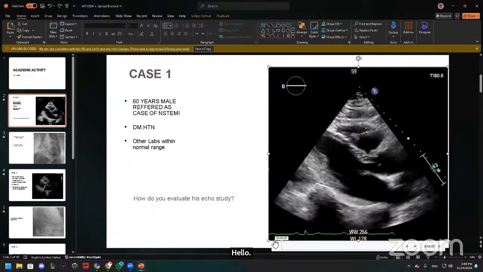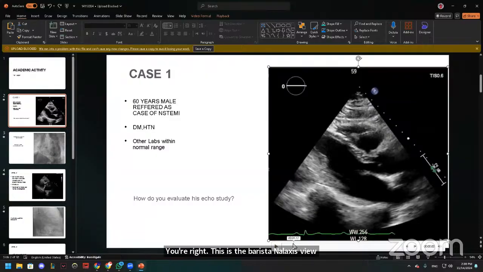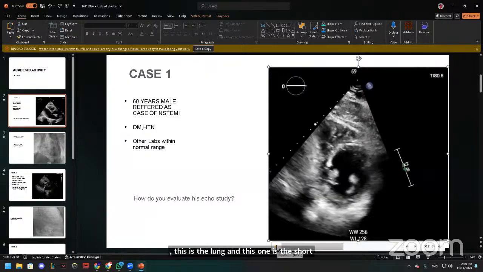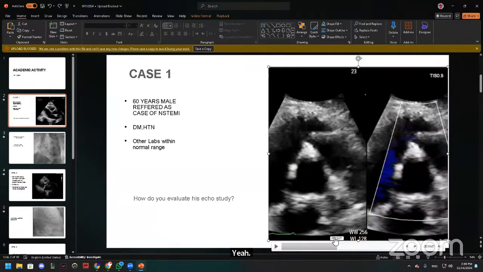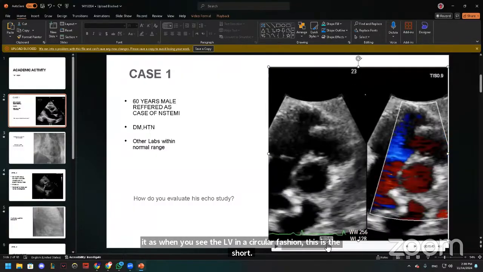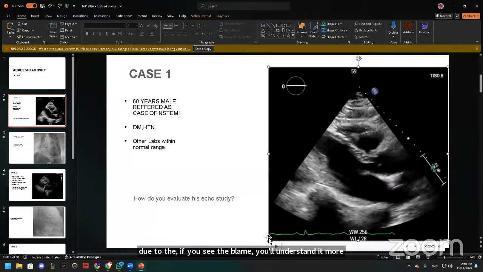طيب, you're right, this is the parasternal view, but this is the long parasternal. This is the long, and this one is the short. And maybe you can memorize it as when you see the LV in a circular fashion, this is the short, you're cutting it short. Actually, the naming is probably due to, يعني, if you see the plane, you'll understand it more, the way that they're cutting the heart. Anyway, Dr. Salman.